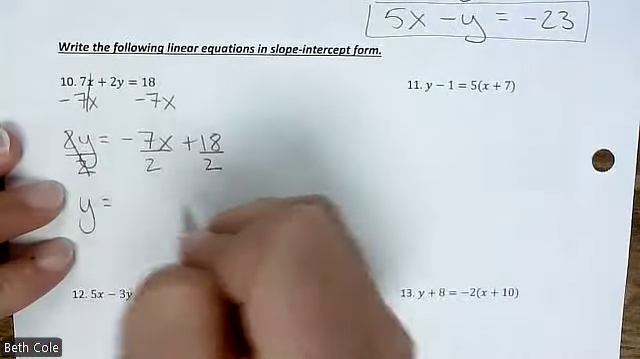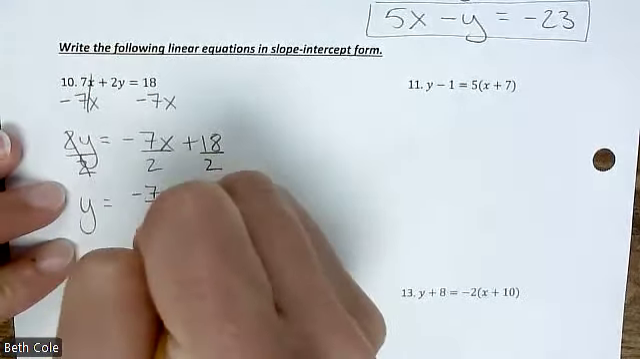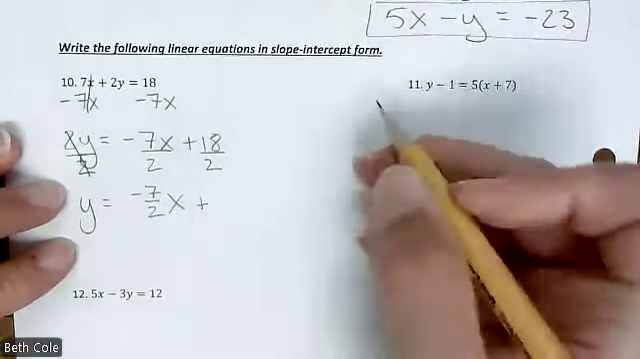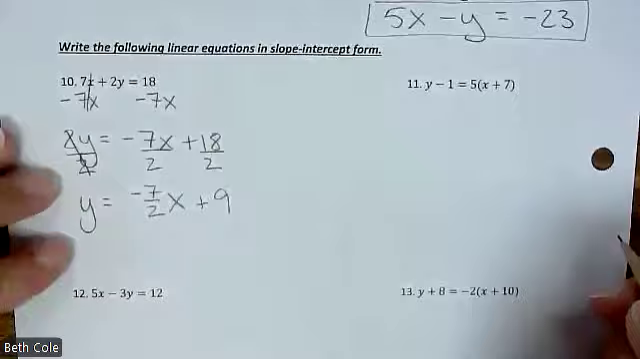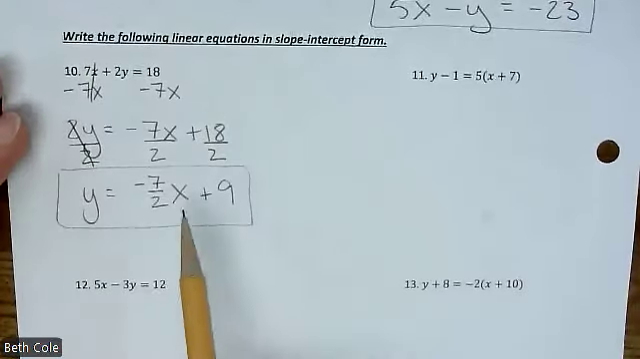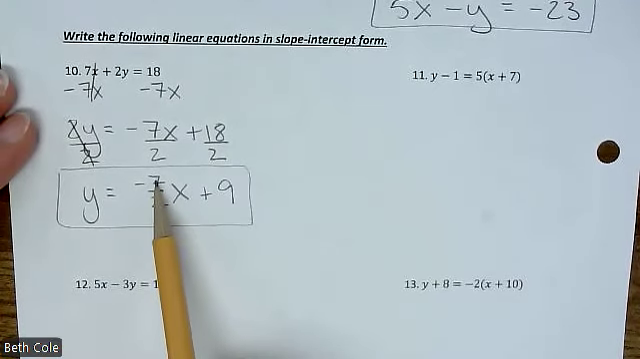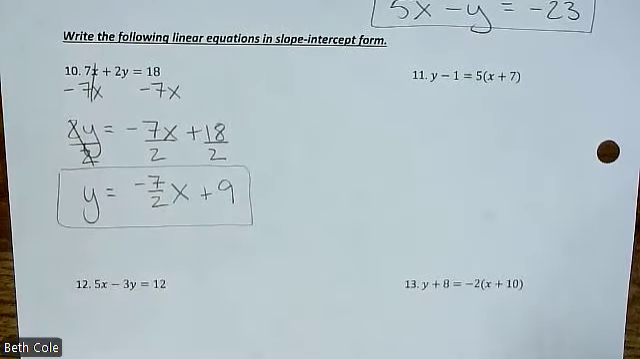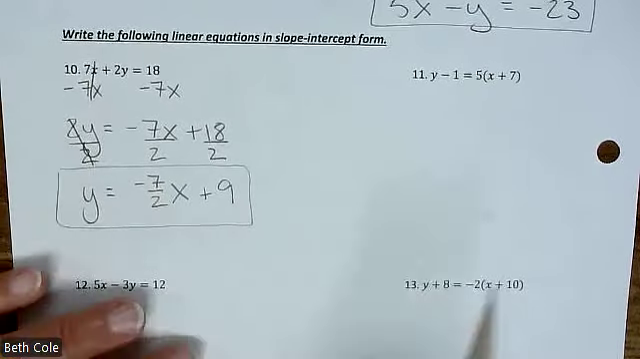And so we get y equals negative 7 halves x. I mean, that doesn't reduce. That fraction can't reduce, so just leave it alone. Don't put a decimal, just leave it like that. And then 18 divided by 2 is 9. So the reason this format helps us is we can now see what the slope is. Your slope is you would go down 7 over 2, and then your y-intercept is 9. So you can see that as well.